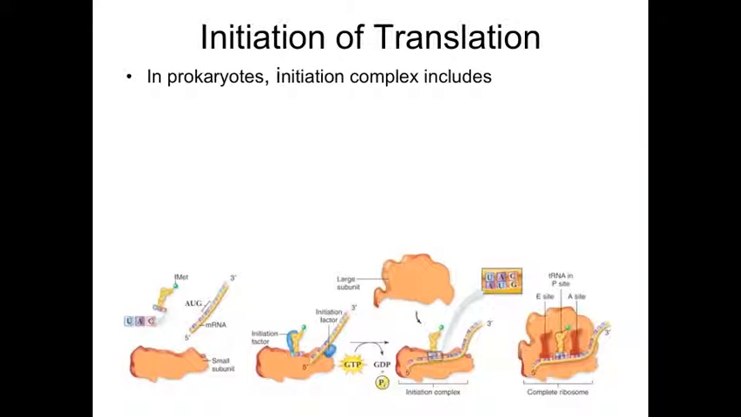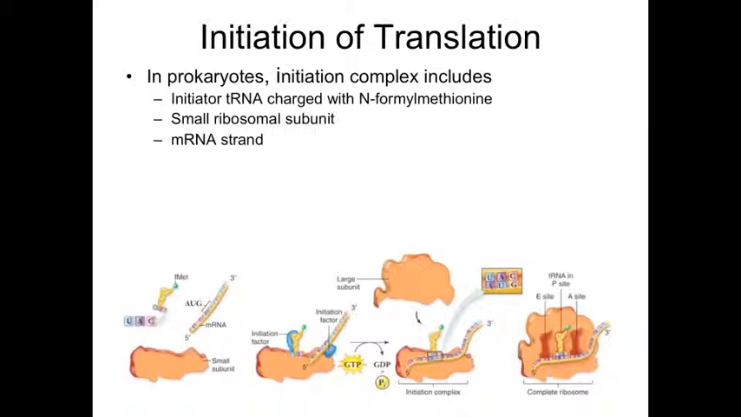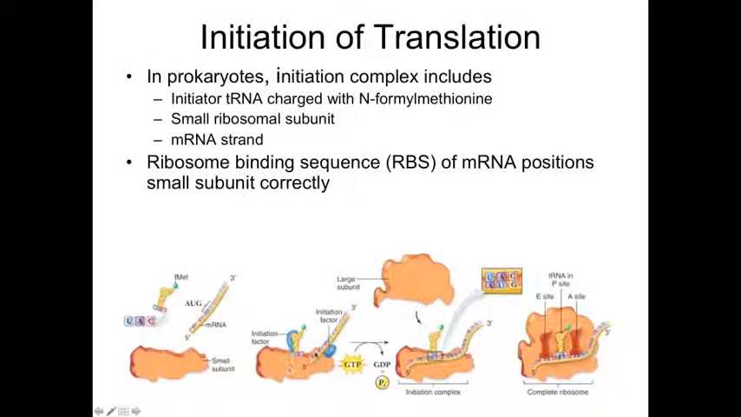So let's look at the initiation. In prokaryotes, the initiation complex includes an initiator tRNA that's charged with N-formyl methionine. Just remember that it's methionine because the start codon is the same for every single amino acid chain. The small ribosomal subunit arrives first. The first tRNA with an initiation factor will land itself in what will become the P site of the ribosome.